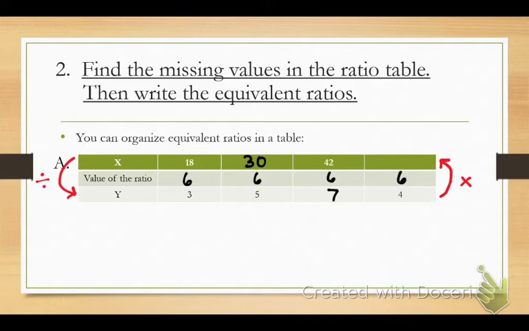Everyone who's standing, what's the answer? 24. Good job. You guys worked from the bottom to the top and you had to multiply. You guys may have a seat. Now I'm not completely finished because right here it says write the equivalent ratios.